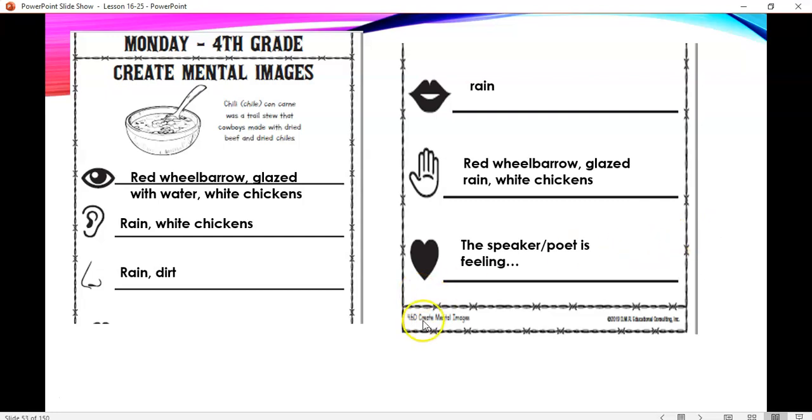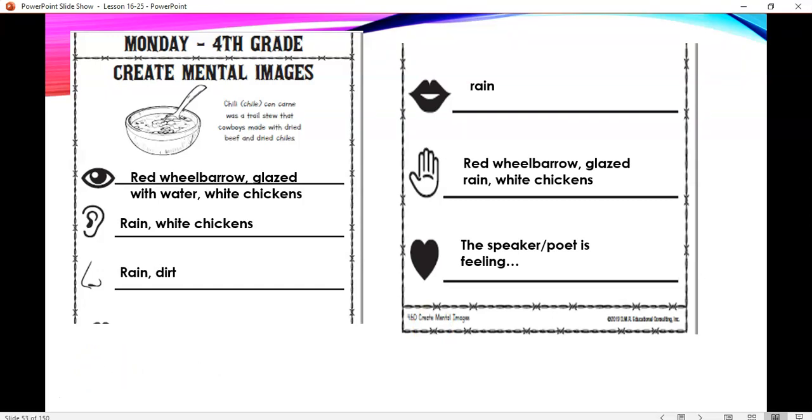I know he's not feeling excited because he's saying so much depends upon a red wheelbarrow glazed with rainwater beside the white chickens. So I know he's feeling dependent about the red wheelbarrow. You have the last 15 seconds.